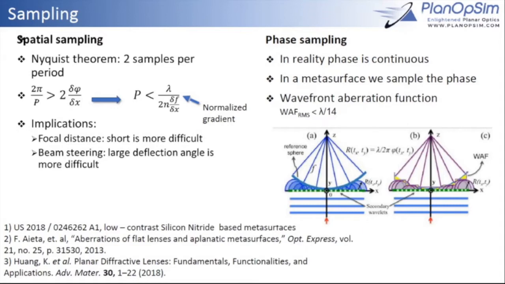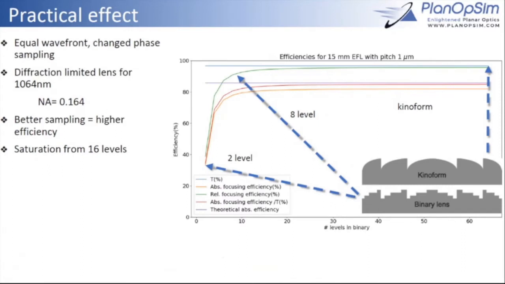The way to think about this is that in the case of a lens, making short focal distances, meaning strong curvature of the lens or the wavefront, is more difficult. In the case of beam steering, making large deflection angles is difficult. There's another aspect of sampling to consider, and that is that in reality, phase is continuous. If we want to sample this, we need to sample this well enough so that our wavefront aberration is not too large. You can see a little example of this here.